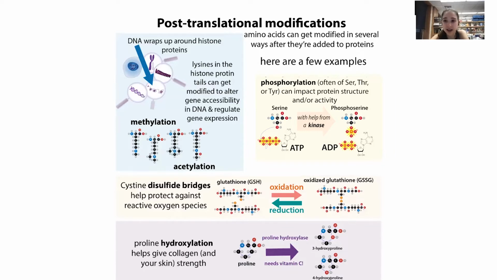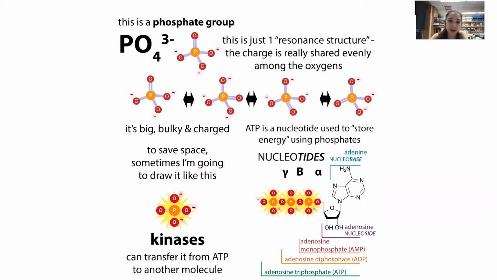Cysteines can form disulfide bridges. Prolines can get hydroxylated, but we're going to talk about phosphorylation today. Phosphorylation is the addition of a phosphoryl group, so we're going to add a phosphate group to our protein. Basically, this phosphate group is where you have a phosphorus surrounded by 4 oxygens.